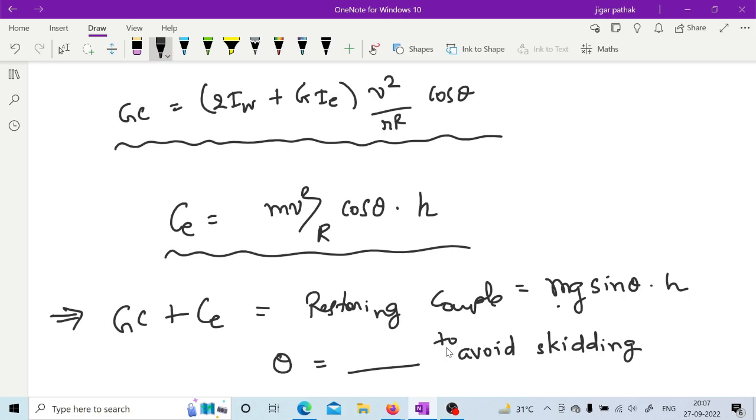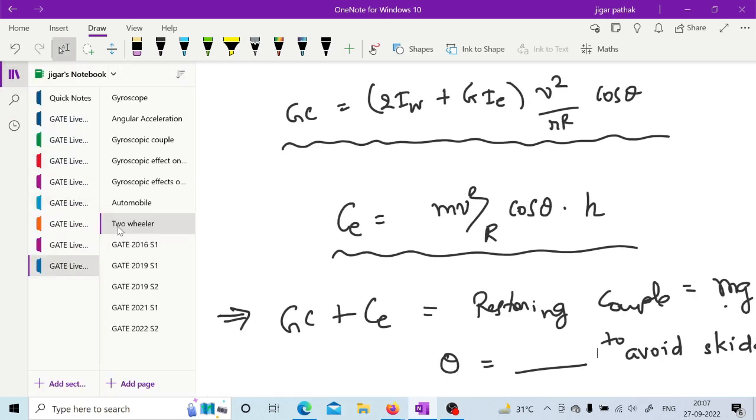So this is how you are having these different components where you are using the gyroscopic couple. So can we go for questions?